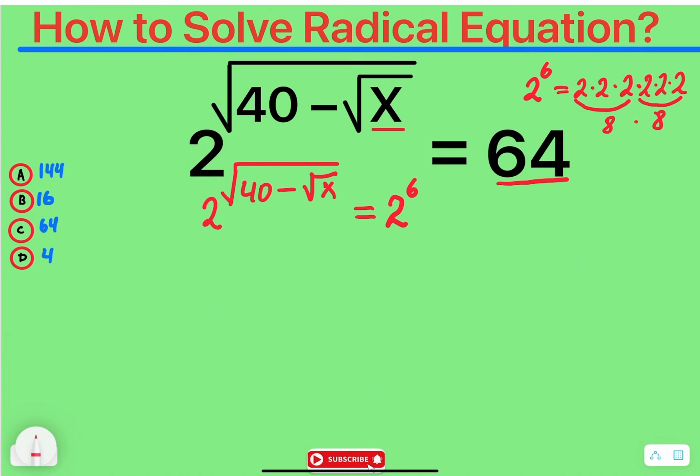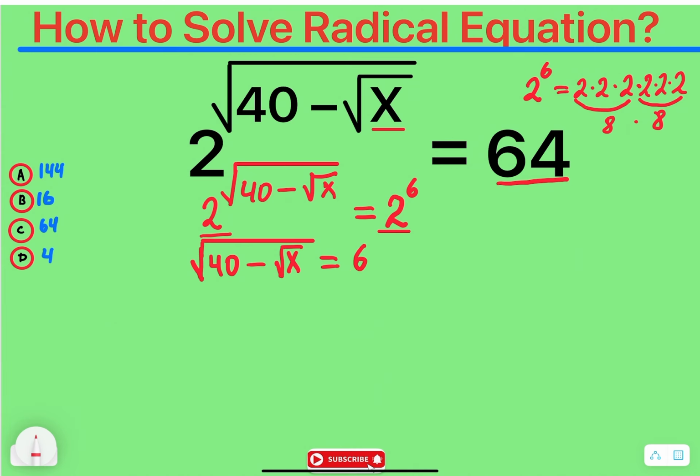As you know, in our previous videos and shorts, I made this example many times. When we have the same bases and they have exponents, that means the exponents are also the same. If the bases are equal to each other, the exponents are also equal to each other. Now we can write this equation without bases, only exponents: square root of 40 minus square root of x equals, from this side, 6.